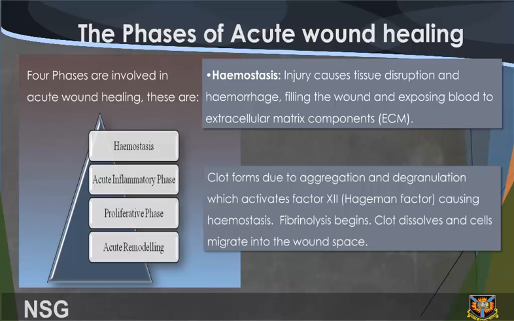Injury causes tissue disruption and hemorrhage, filling the wound and exposing blood to extracellular matrix components (ECM). A clot forms due to platelet aggregation and degranulation, which activates factor XII, Hageman factor, causing hemostasis. Fibrinolysis begins. The clot dissolves and cells migrate into the wound space.